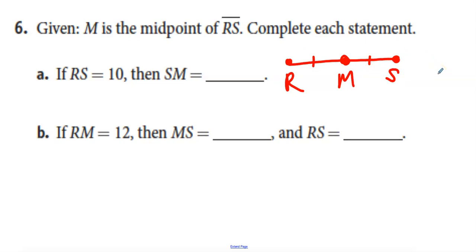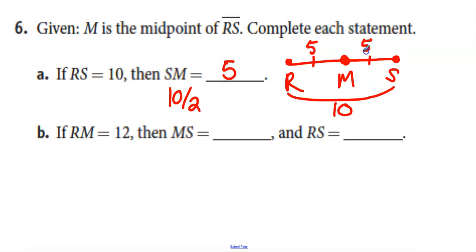So complete each statement. I know RS is 10, so the whole entire thing is 10. And I'm going to try and find SM, which is one part. Now if I know they both have to be the same part, they have to be the same number. So I'm going to divide 10 in half. 10 divided by 2 is 5. So I know each part is going to be 5. Okay? So that's how you can find each segment piece if you know the whole entire piece.